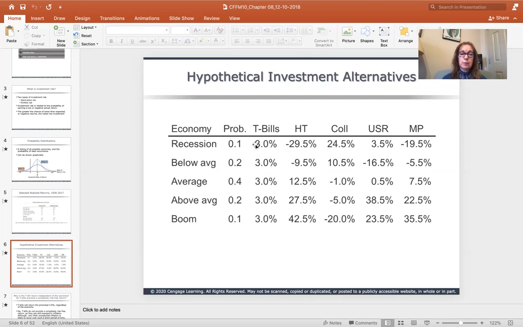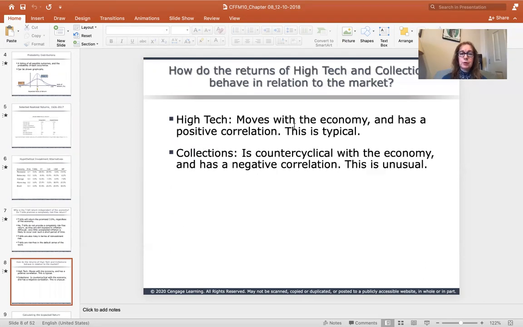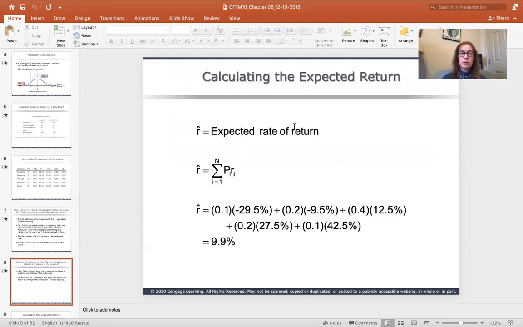So next we're going to compute a weighted average, or the expected return, of these stocks. In other words, to compute the expected return of high tech, we're going to compute the weighted average, which is going to be 0.1 times negative 29.5 plus 0.2 times negative 9.5 and so forth to get the average return, or the expected return. So T-bills are going to have a 3% promised return regardless of the economy, but we need to calculate the expected return of these others.